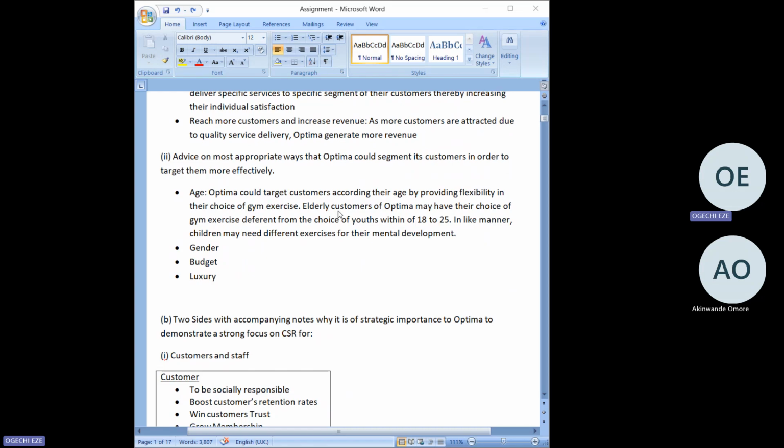I listed they can segment using age brackets. Just like I explained before, what the younger ones need is not what the elderly ones need. So when they do that, they can capture the customer interests and the services that are suitable for each of them. Then they can also use gender, because of women and men.